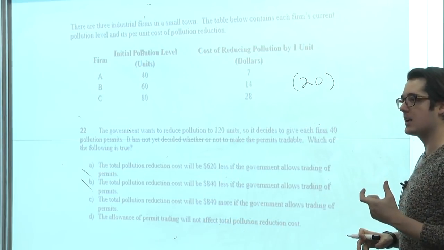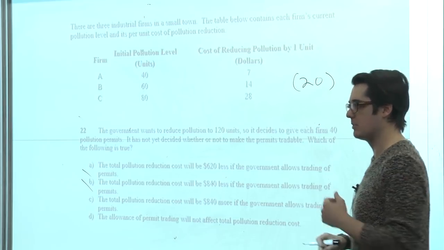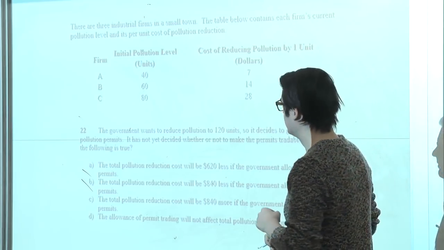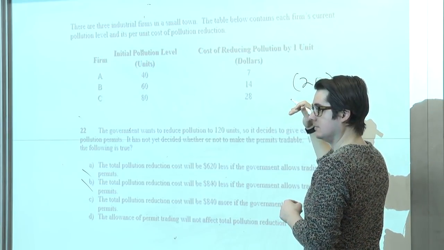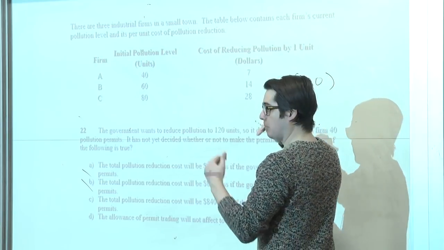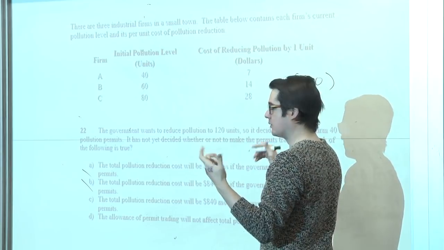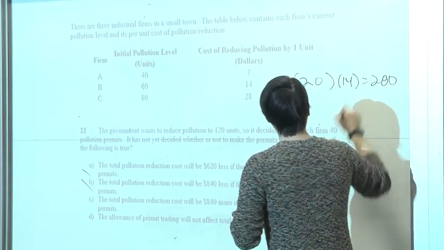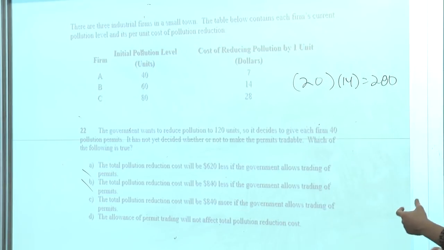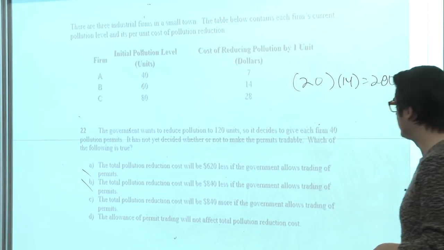All right, what is the cost of reducing those 20 units of pollution for firm B? Per unit, 14. Okay, so the total cost of reducing pollution for firm B is $280.